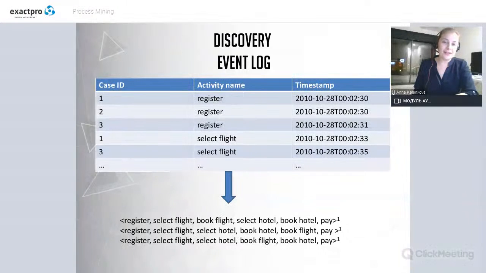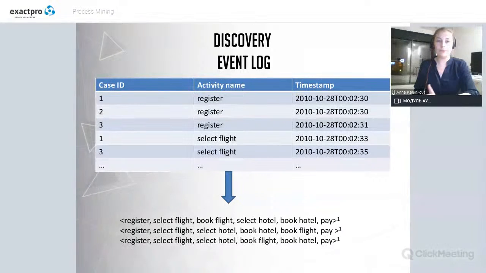Here we can see this event log, and suppose we have only three possible traces. First, we register in the system, we select a flight, we book this flight, then we select a hotel, book the hotel, and then we finally pay. And two more traces where, for instance, we can swap the select hotel and book hotel activities, or we can perform these activities in another order. So this is just a very simple toy example of three traces.